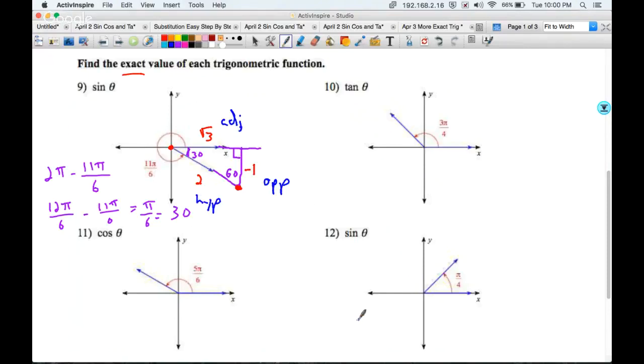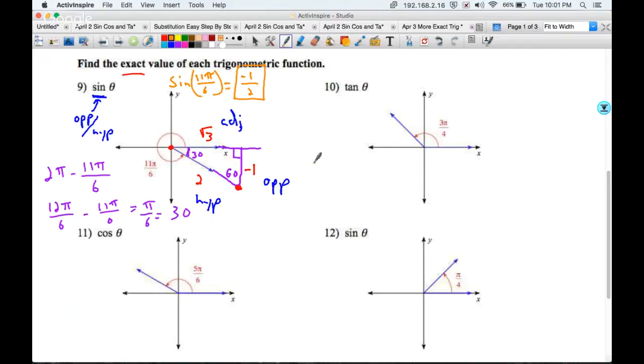Now, after all this work to create and label this triangle, I'm finally ready to go back to the trig function that I want. Sine is always opposite over hypotenuse. So to answer this question, the sine of 11 pi over 6 is equal to -1 divided by 2, or -1/2. We'll just box that. That's our final answer.